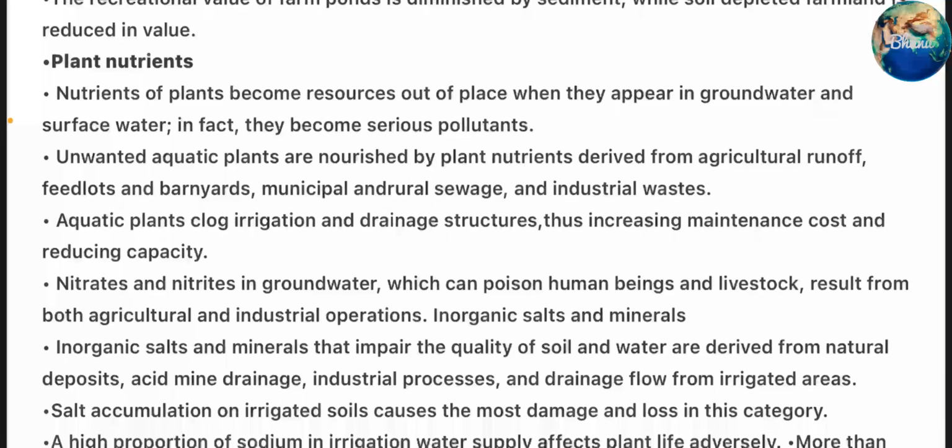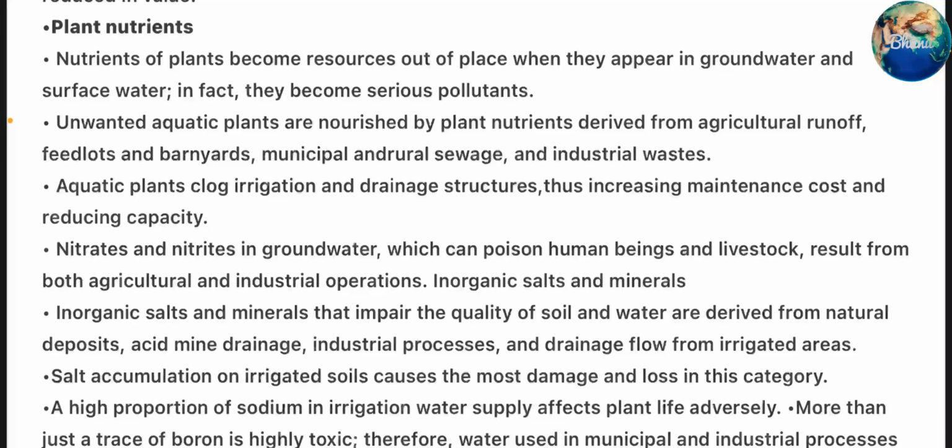Plant nutrients. Nutrients of plants become resources out of place when they appear in groundwater and surface water. In fact, they become serious pollutants. Unwanted aquatic plants are nourished by plant nutrients derived from agricultural runoff, feed lots and barnyards, municipal and rural sewage, and industrial waste. Aquatic plants clog irrigation and drainage structures, thus increasing maintenance cost and reducing capacity. Nitrates and nitrites in groundwater, which can poison human beings and livestock, result from both agricultural and industrial operations.